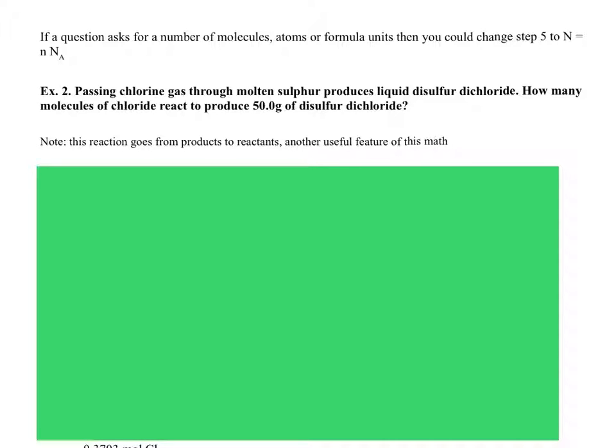So this reaction is giving you information about your products, and you're asked to find something about one of your reactants, which is another good feature of this, because if you know how much of something you need to make, you can work backwards to figure out how much of each reactant you need to make your product.